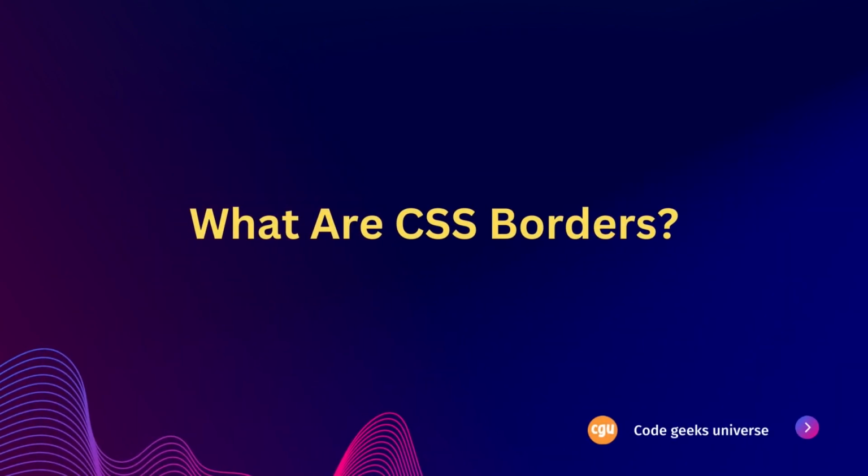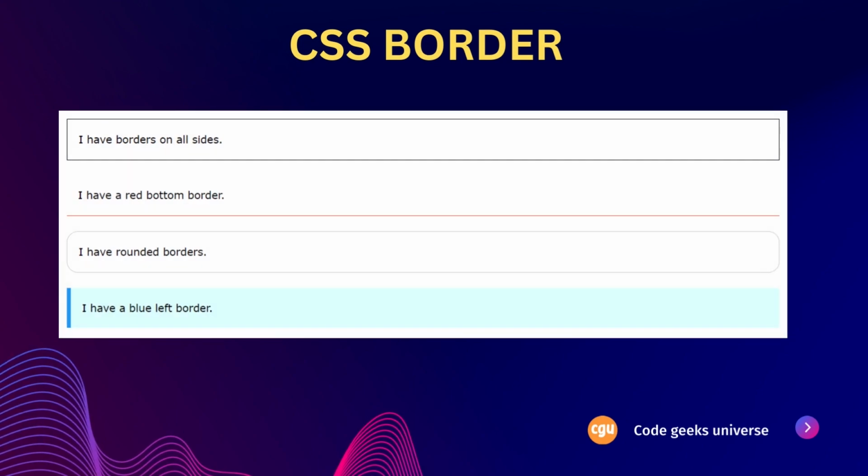So what are CSS borders? Before we dive into the nitty-gritty details, let's start with the basics. CSS borders are like frames for your HTML elements. They allow you to wrap elements in lines, adding structure and style. But borders are not just plain lines. They can be as unique and creative as your imagination allows. We can control their thickness, style, color, and even make them stand out with various effects.